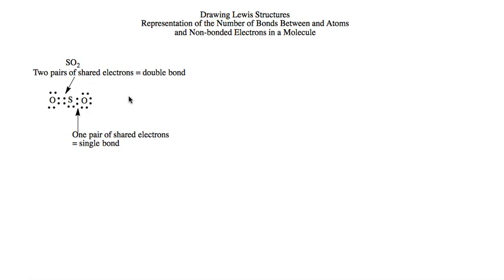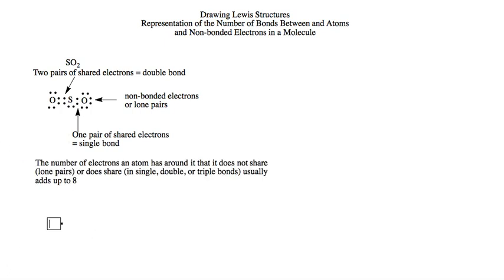Now, I also want you to notice that there are some pairs of electrons that are not shared, and these are called either non-bonded electrons or lone pairs of electrons. A couple of other features I want you to notice about these Lewis structures are that if you count up all of the electrons that an atom in this particular molecule, SO2, either has by itself, the non-bonded or lone pairs, or that it shares in a double or single bond, it adds up to 8.